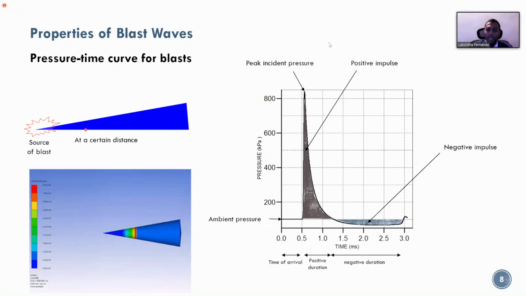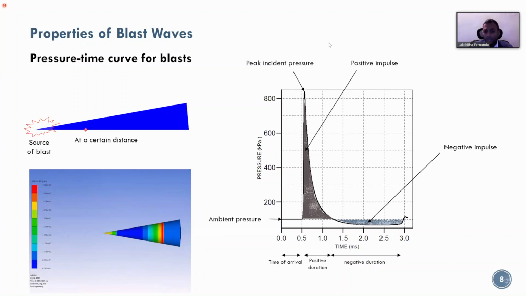important to take into account about the negative phase as well. As I showed you in the previous slide, there can be reversal of flow, which needs to be taken into account. So the area under the pressure time curve is what's called the impulse. So these are the two quantities that we are interested in as engineers when it comes to blast engineering, the pressure and the impulse. So you have a positive impulse and a negative impulse.